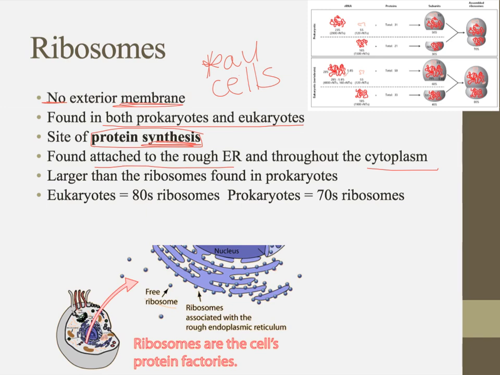There are a couple different types of ribosomes, and we classify them based on their size. Eukaryotes have what are called 80S ribosomes, and prokaryotes have what are called 70S ribosomes. And these have to do with units of size. So the eukaryotes have slightly bigger ribosomes than prokaryotes, 80S and 70S.